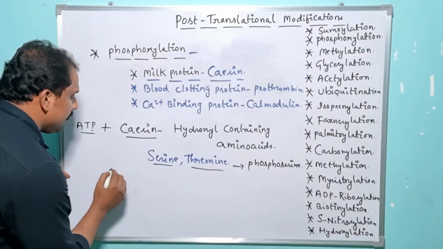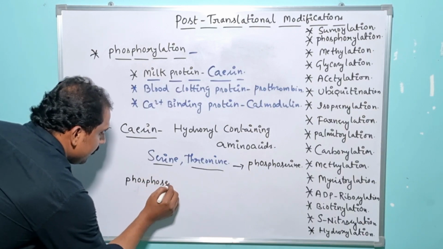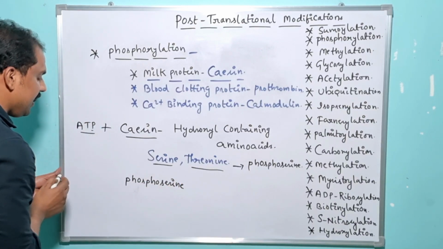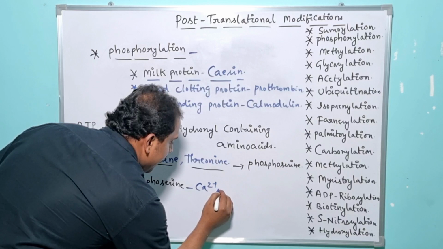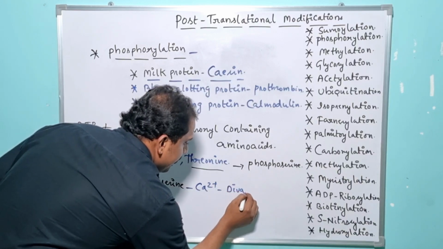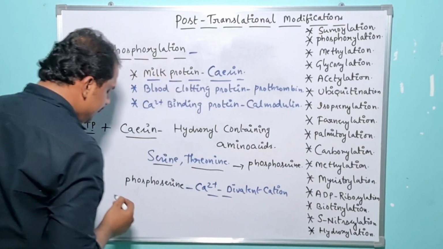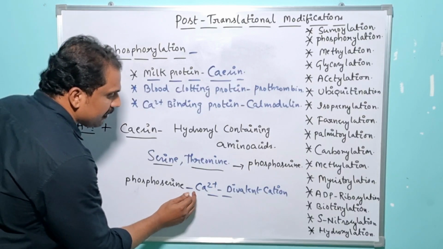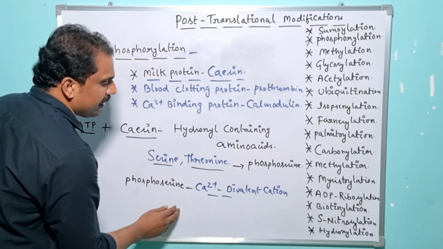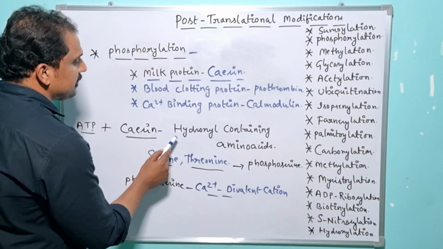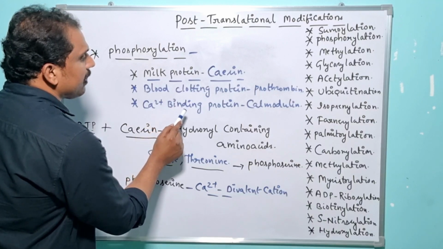So the specific phosphoserine acts as a hot spot for binding of the divalent cation like calcium. In this way, the divalent cation known as calcium gets successfully transferred from the mother's milk to the newly born baby or the infant, right? So this is nothing but the specific phosphorylation which is observed in case of the milk protein known as casein. And what about the blood clotting protein known as prothrombin?